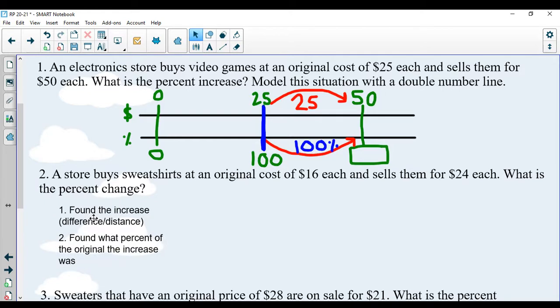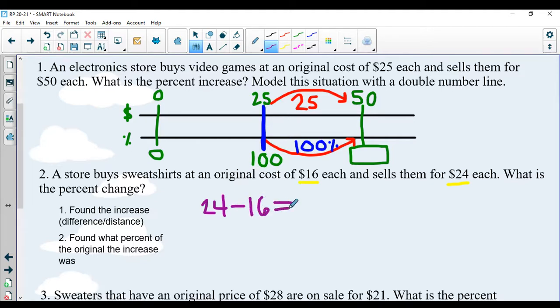For question 2, let's just use these steps. A store buys sweatshirts at an original cost of $16 each and sells them for $24 each. What is the percent change? So what's my original amount here? Well, the $16 is my original amount. They increased the price, so this is actually a percent of increase, to $24. First, I'm going to find the difference between those so I know how much they increased it by. To do this, I'm doing 24 take away 16. 24 take away 16 would be 8.